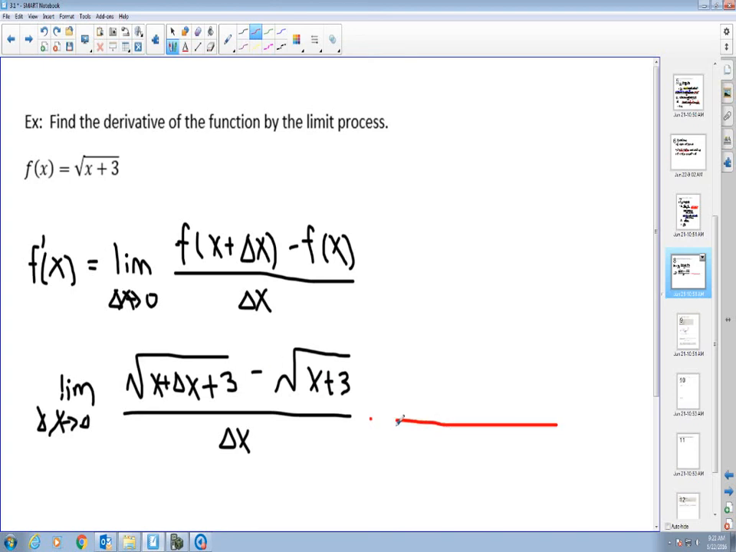To conjugate, that would be multiplying the same thing, except rather than a minus, I will actually multiply with a plus. So I will multiply by square root of x plus delta of x plus 3, plus square root of x plus 3, top and bottom. So I can conjugate and rationalize my numerator.